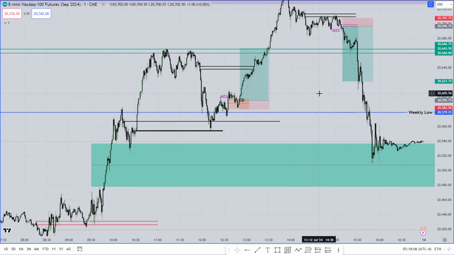So guys, I hope it's insightful for you to understand this price action around Friday. I tried to explain the fair value gap, the target, the entry, the setup, everything.